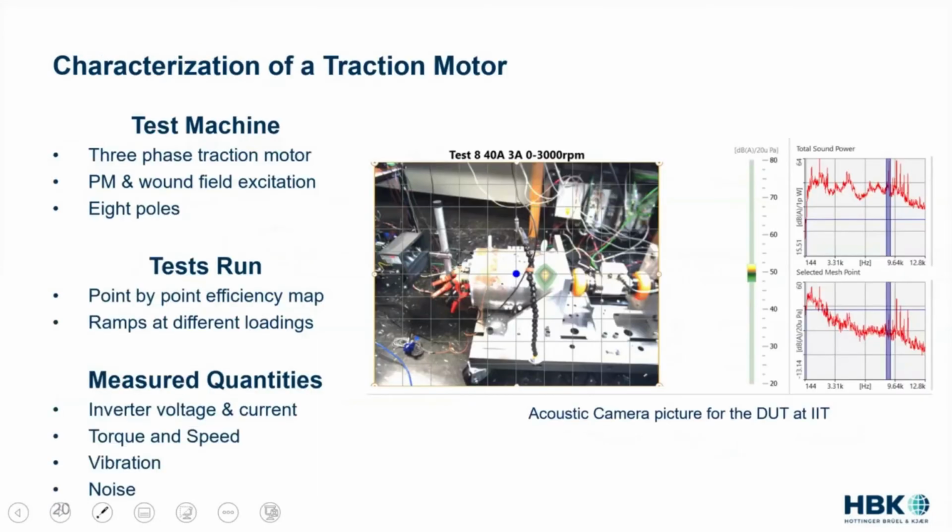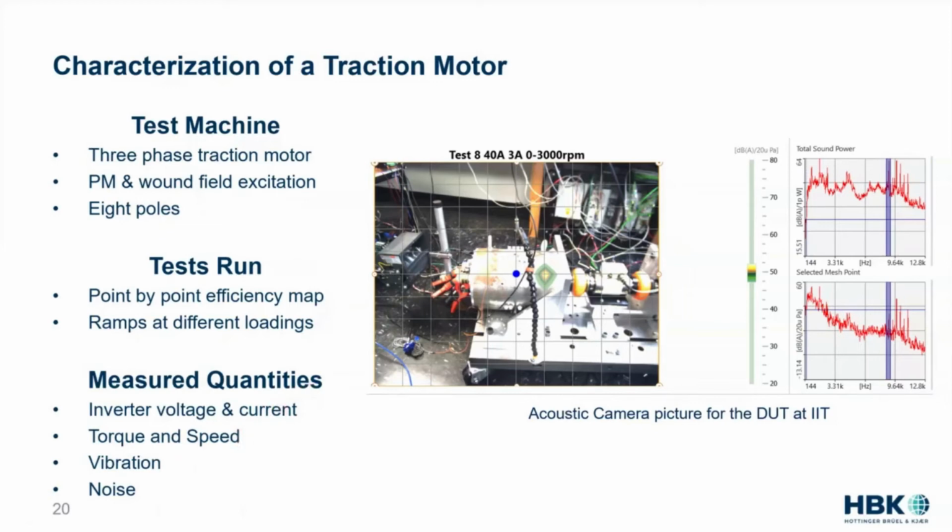We partnered with the Illinois Institute of Technology, and they have a three-phase traction motor. It's permanent magnet and wound field, so we have an extra variable. We can change the field flux. It's an 8-pole machine. We ran a series of tests. One of them was a point-by-point traditional efficiency map. The other one was a ramps test that we get those spectral plots from. And we measured the quantities for the inverter voltage and current, torque, speed, vibration, and noise.